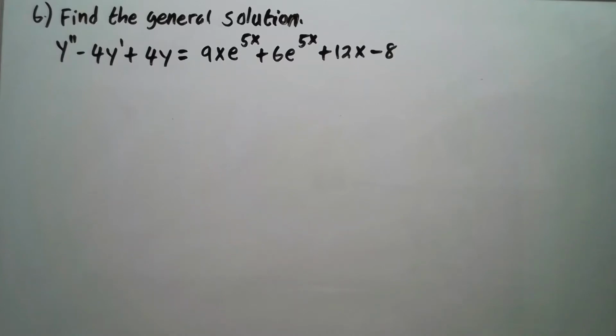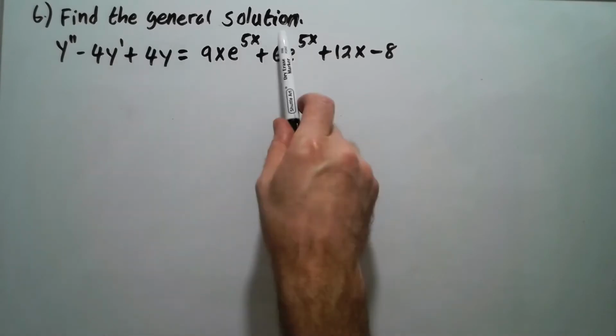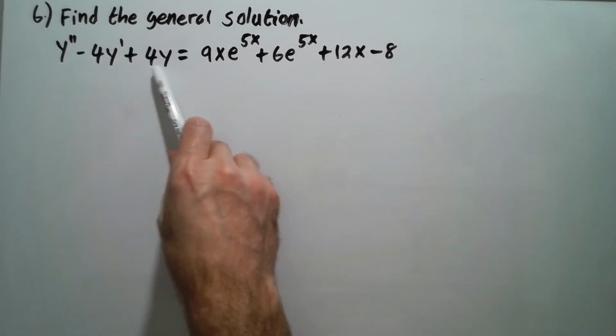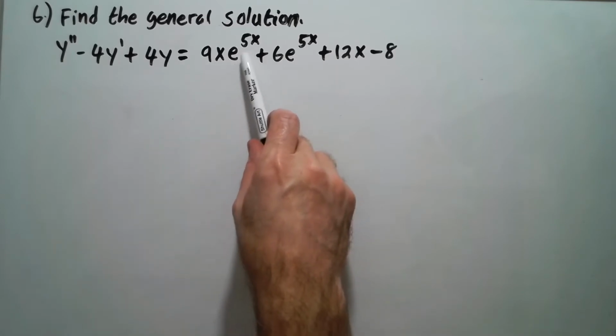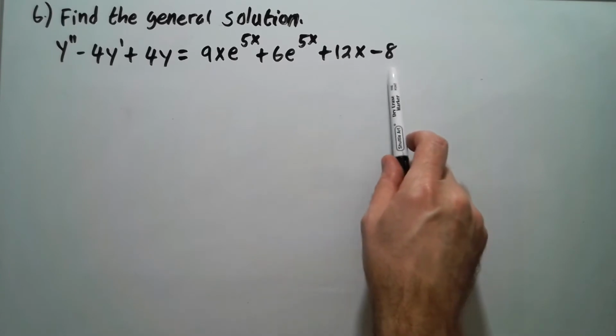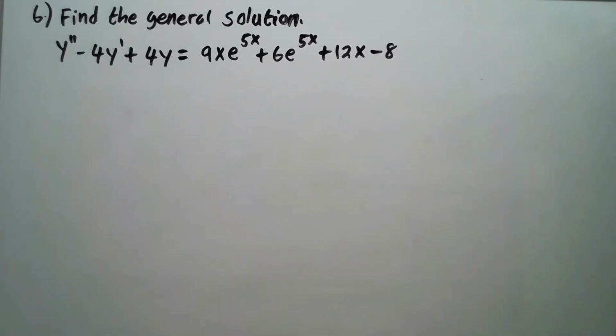Okay, so let's look at practice test 2, number 6. It says find the general solution. So you've got y double prime minus 4y prime plus 4y equals 9x e to the 5x plus 6 e to the 5x plus 12x minus 8. We could use either the method of undetermined coefficients or the annihilator approach. I'm going to use the annihilator approach for this question, but you could use the method of undetermined coefficients also.